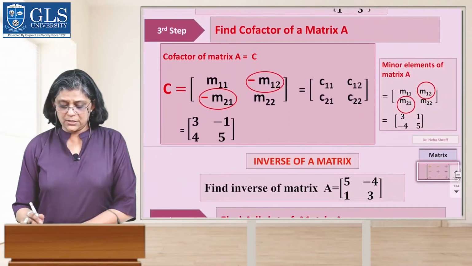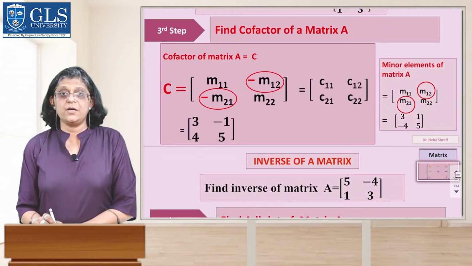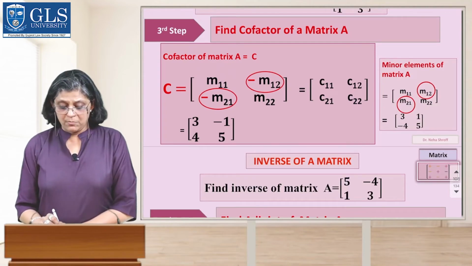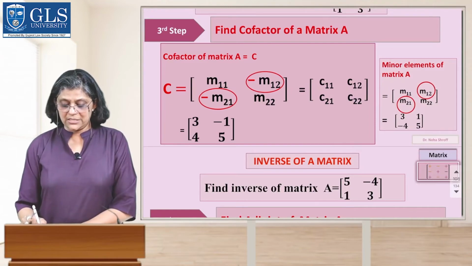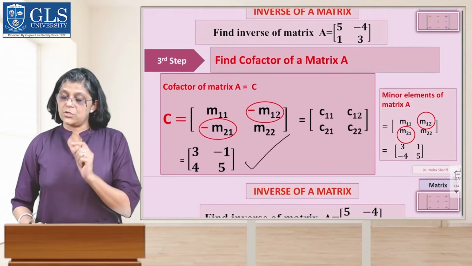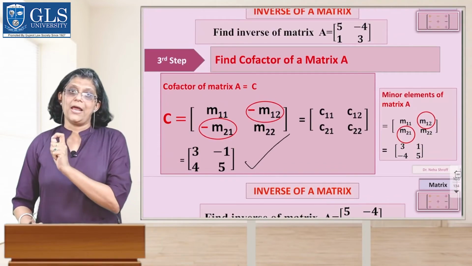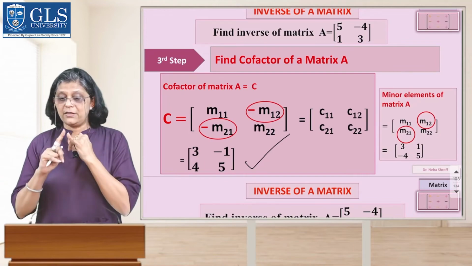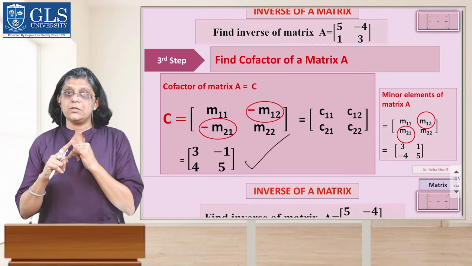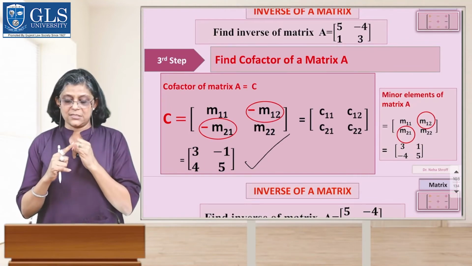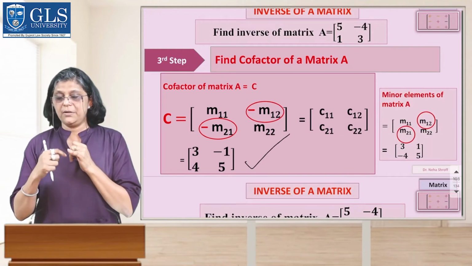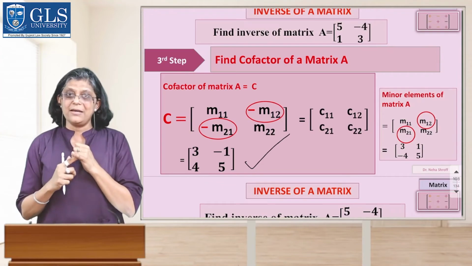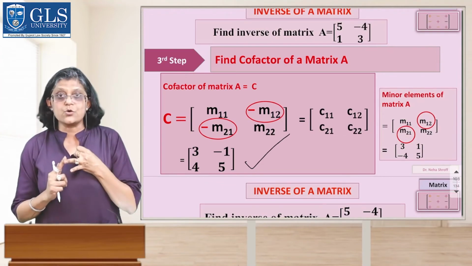So the cofactor of the matrix is M11, minus M12, minus M21, M22. What do we get here? That is the cofactor, and the answer is 3, minus 1, 4 and 5. Clear? I think what we have done till now, we have found out singular, non-singular. Next is to find out the determinant. Using this determinant only we find out this. We found out the minor. We have already found out this cofactor.